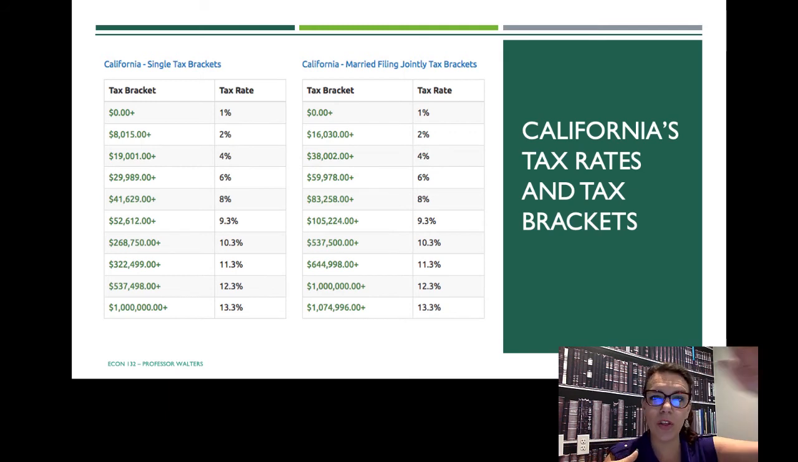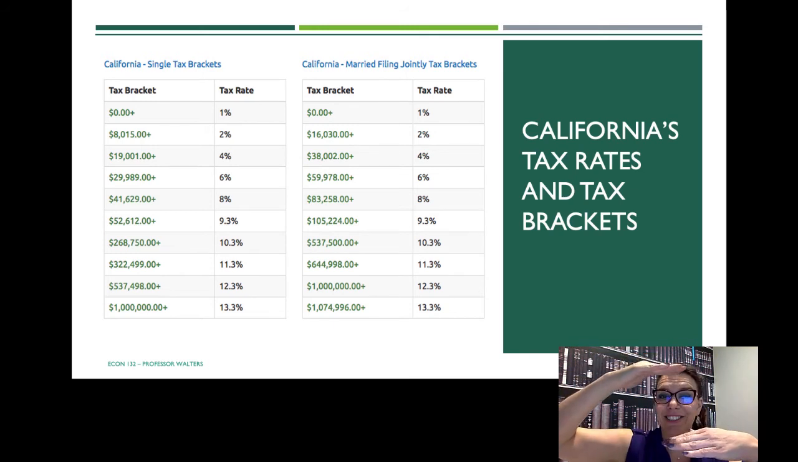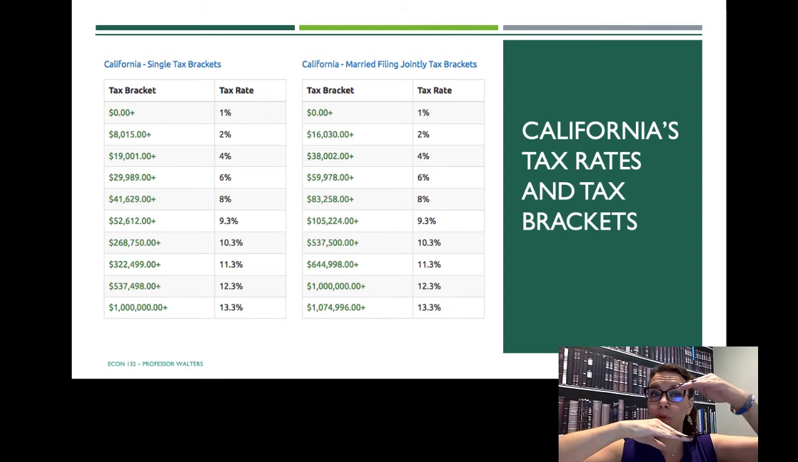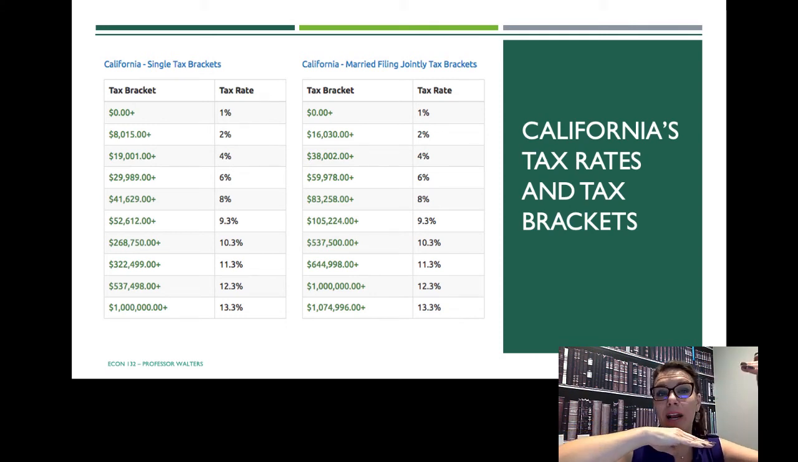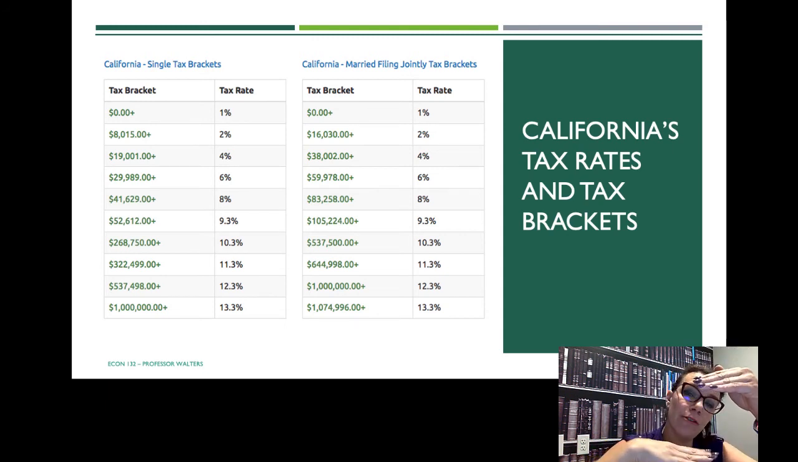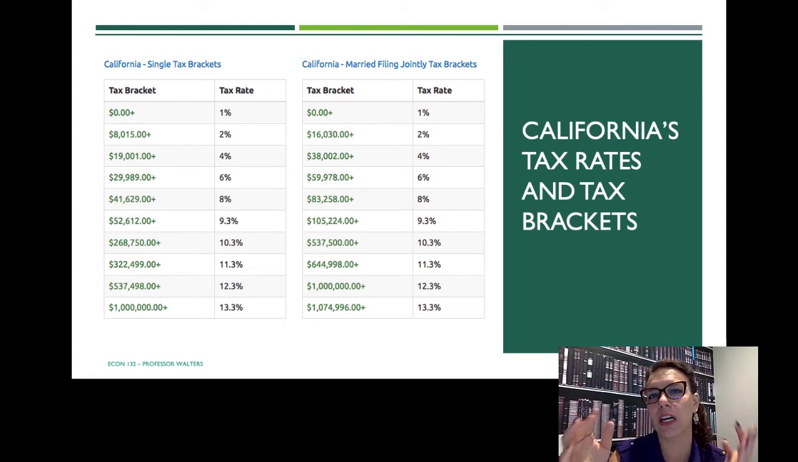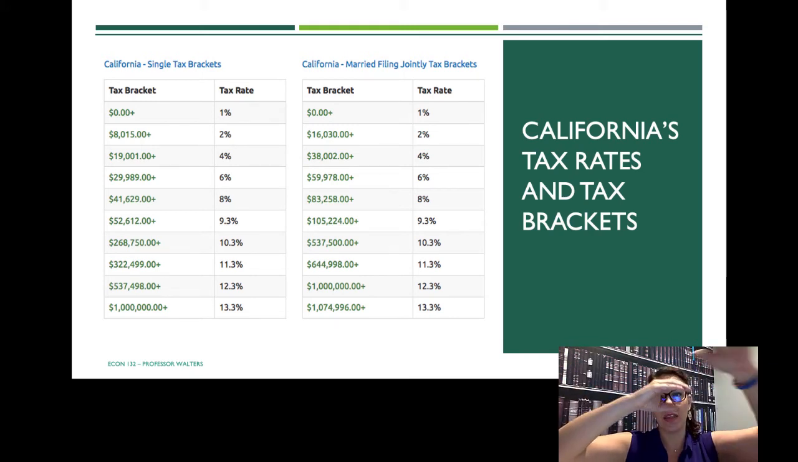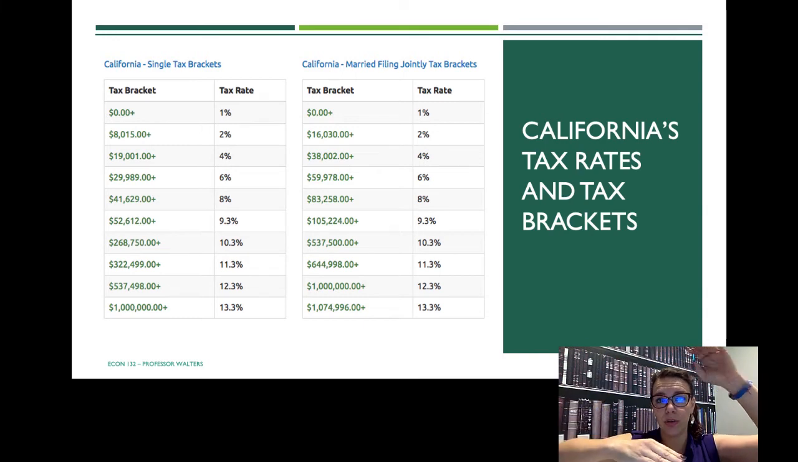So all the income between $8,015 and $19,000 is taxed at 2%. The next tax bracket, between $19,000 and $29,988, is taxed at 4%. And so that's what we mean when we talk about a progressive tax structure. Each bracket of income is taxed at a different rate. The higher you go, the higher the tax rate. The lower you go, the lower the tax rate.